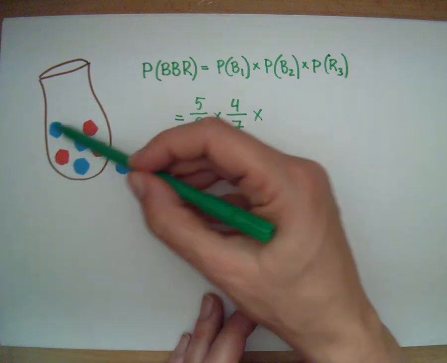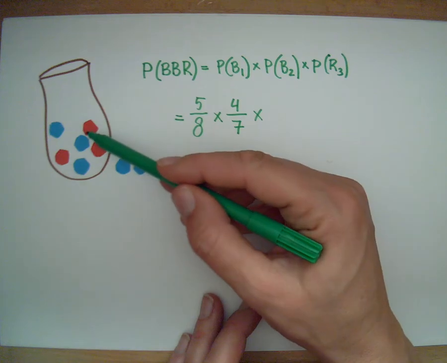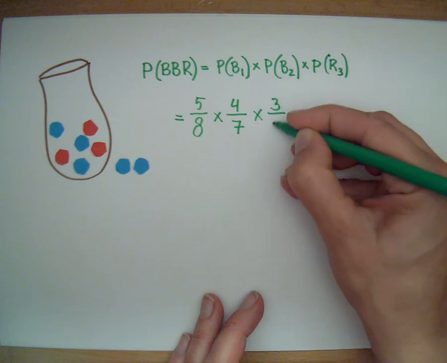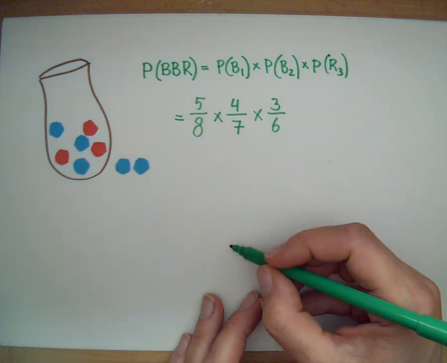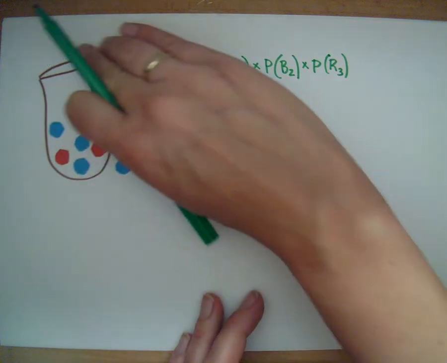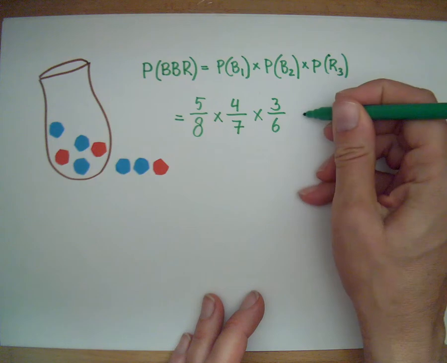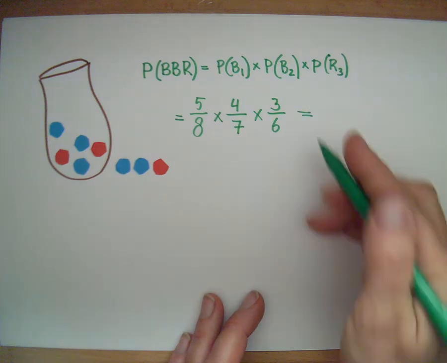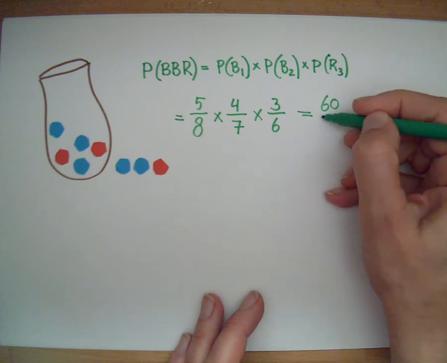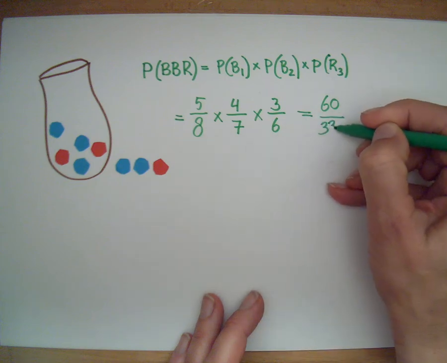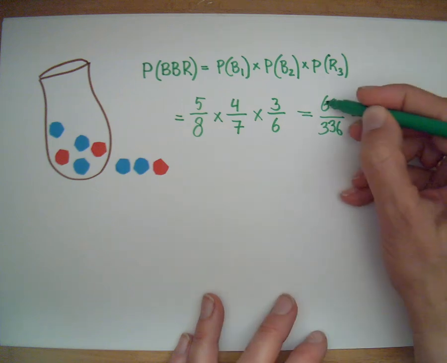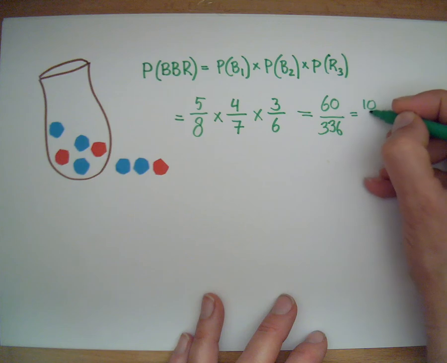Let's see. Chances of getting red. There's 3 red out of a total of 6 marbles. Yes? These 3 probabilities, all we need to do now is to multiply them together. 5 times 4 times 3 is 60. 8 times 7 times 6 is 336. Now let's simplify.